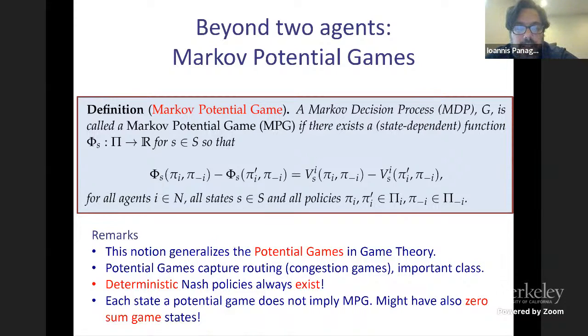And what is kind of surprising, and I'll show you examples in a moment, is that when you have Markov potential games, if I just give you the graph and the transition model, it's not clear whether it is an MPG or not. So characterizing MPGs is not an easy task. Of course, if I give you the function phi, or if I give you the values of the players, then you can check whether or not it is a potential game. But if I just give you the transition model, it's not easy to understand if it is a potential game or not. So let's see some examples of potential games.